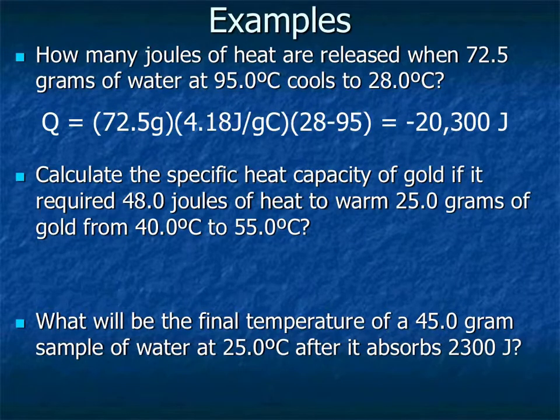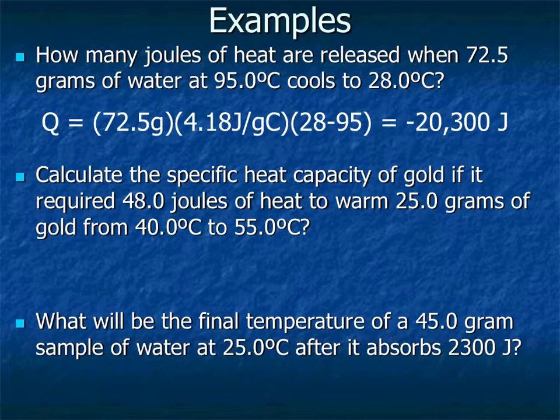Okay, so let's look at a couple of examples of this Q equals MC delta T thing. The first one we're going to walk through together, and I'm going to explain how we set it up. Then there are two problems on here that look at different things you can calculate with the Q equals MC delta T equation. We can solve for any of the four variables as long as we have three of the variables known.